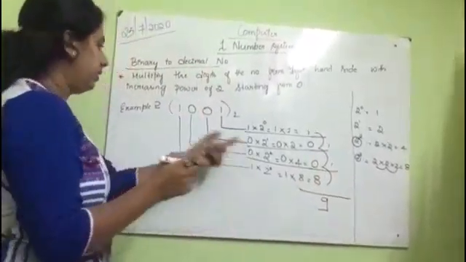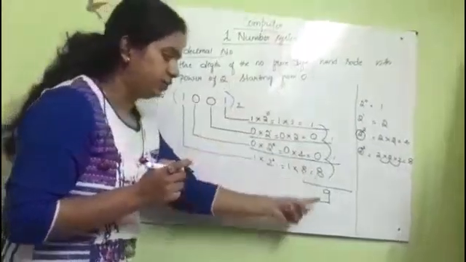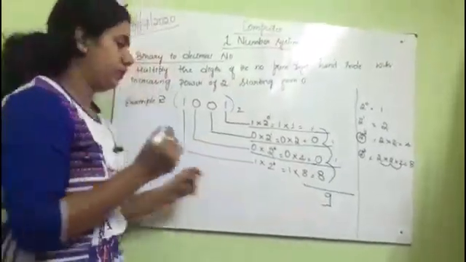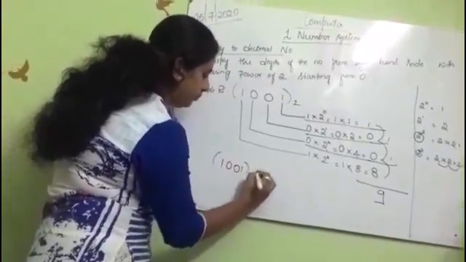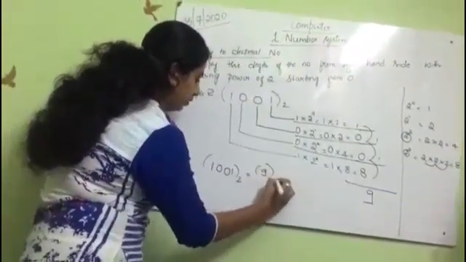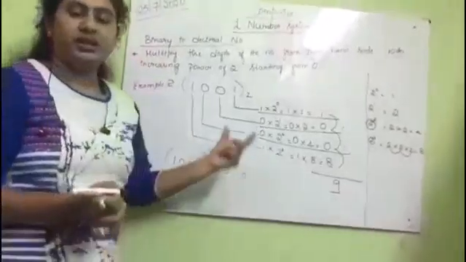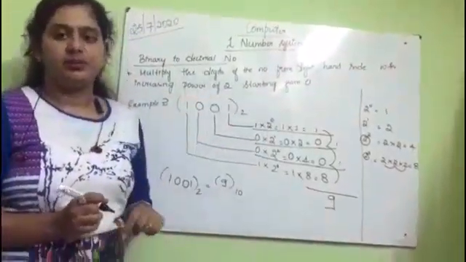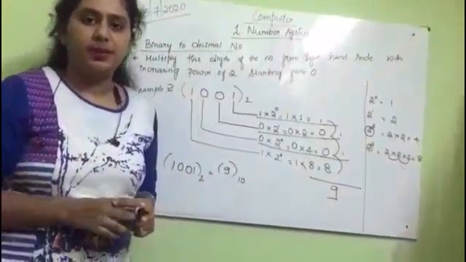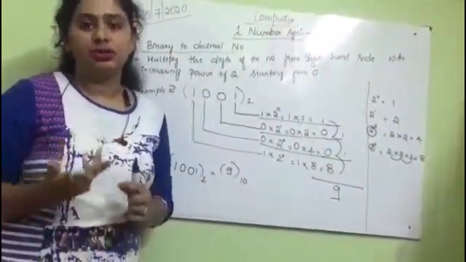Again 1 plus 0, it will be 1. 1 plus 8 will be 9. Okay. So now we have converted the given binary number into the decimal number. So 1001 to the base 2 is equal to 9 to the base 10. In this way we have to convert the given binary number into decimal numbers. We'll see another example so that it will be clear for you how to convert.